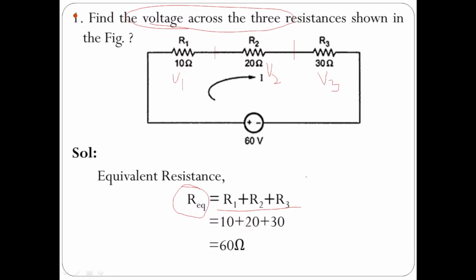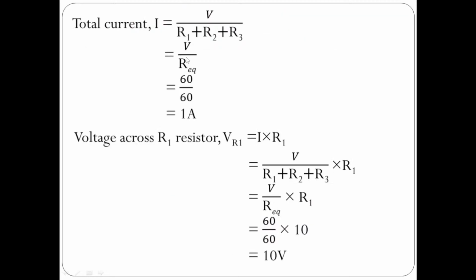What about the current in the circuit? I is equal to V by R1 plus R2 plus R3, or I can write V by R equivalent. Just now I have got R equivalent value as 60 ohms. So V is 60, supply voltage is 60. They didn't mention V is equal to 60 volts, simply they have mentioned 60 volts. So supply voltage is 60, R equivalent is 60, 60 by 60 I have got current is equal to 1 ampere. So current I in the circuit is 1 ampere. I hope you people are able to follow.